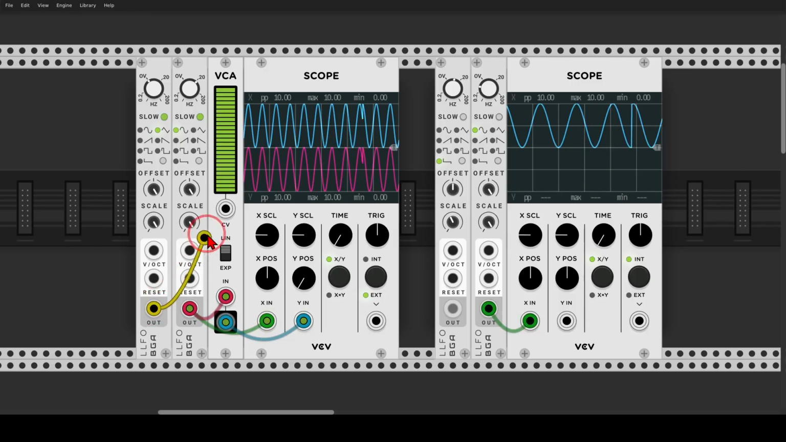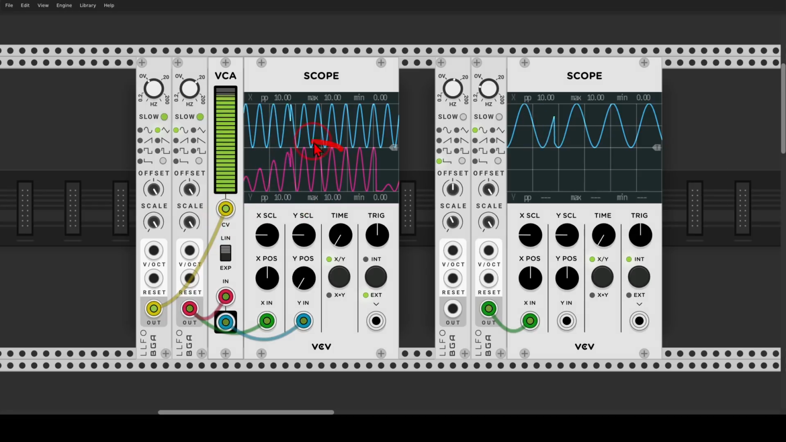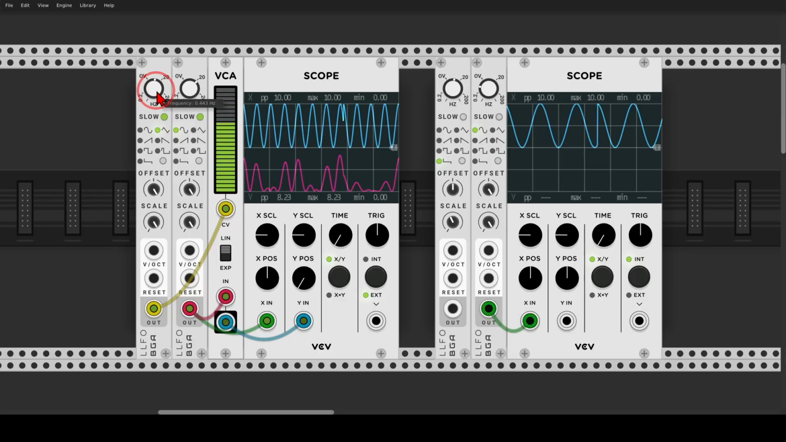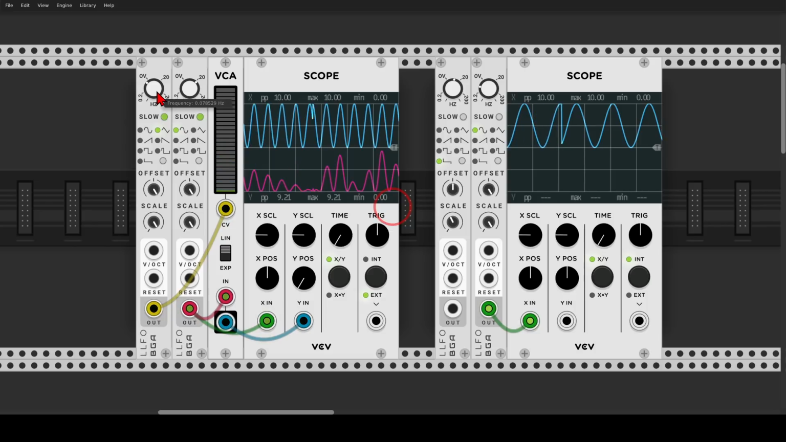So this will go to the CV input of the VCA. And you can see the results here on the scope with the pink trace. Of course, I can change the modulation rate also. So we get interesting results that are always changing and evolving. And of course, by using random modulation, things get even more interesting.